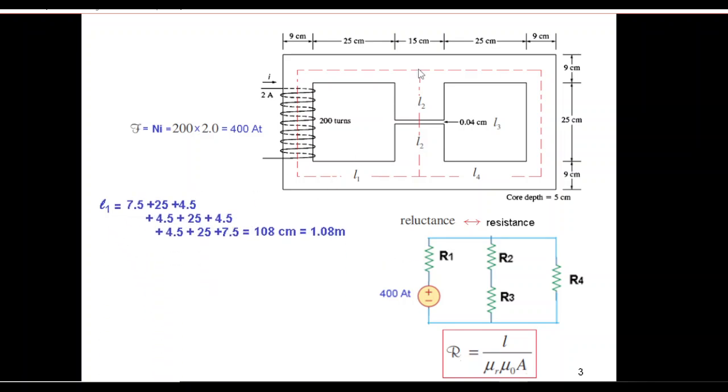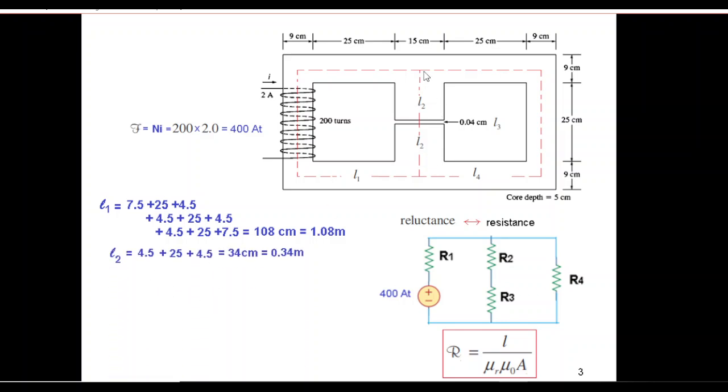Now L1, if you start from this point, up to this point, you can see it is half of 15. Up to here, it is 15. So half of 15 is 7.5. Then this whole of 25 and half of 9, so the 4.5. So this is the upper arm. Then we come down. Now if you look on this side, half of 9, so 4.5, 25. And bottom also half of 9 up to this point, so 4.5. Then we turn from here right. Again, now this portion is 4.5. This portion is 25, same as ever. And this portion is 7.5. So total is 108 centimeter, which will convert into meter by dividing it by 100. So 1.08 meter. This is L1.